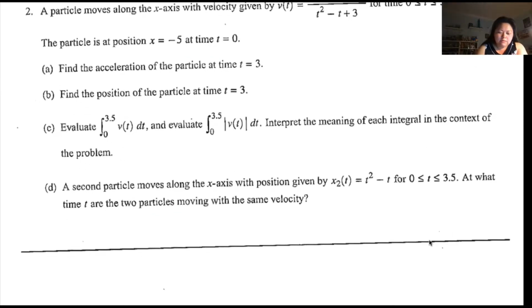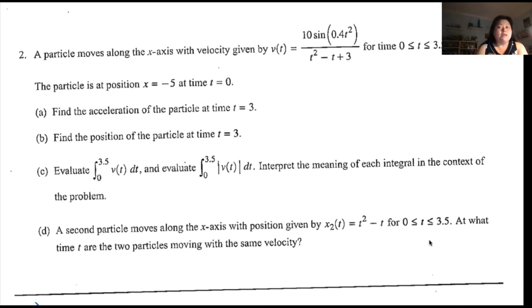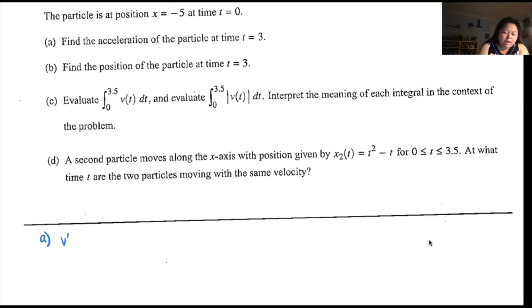All right, so time t equals 3. So part A here, again, this is a calculator portion. So really, it's not necessary to do this by hand. You can actually use a calculator to help you. So we're looking for v prime because that's your acceleration. So acceleration equals v prime. So we're looking for a of 3. We're looking for v prime of 3.